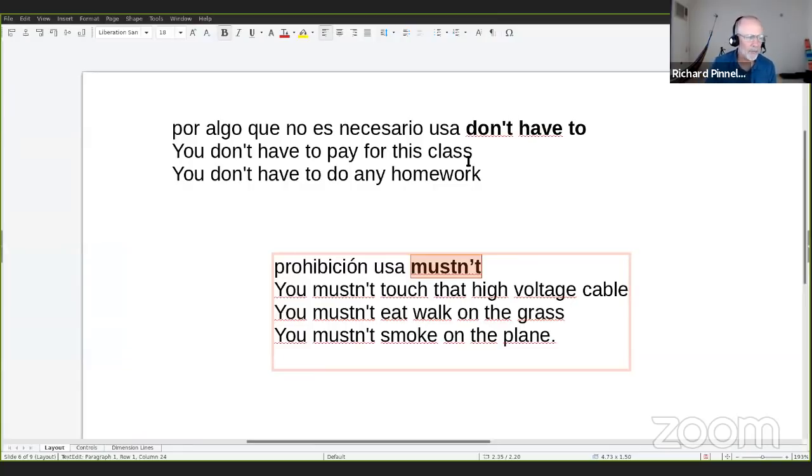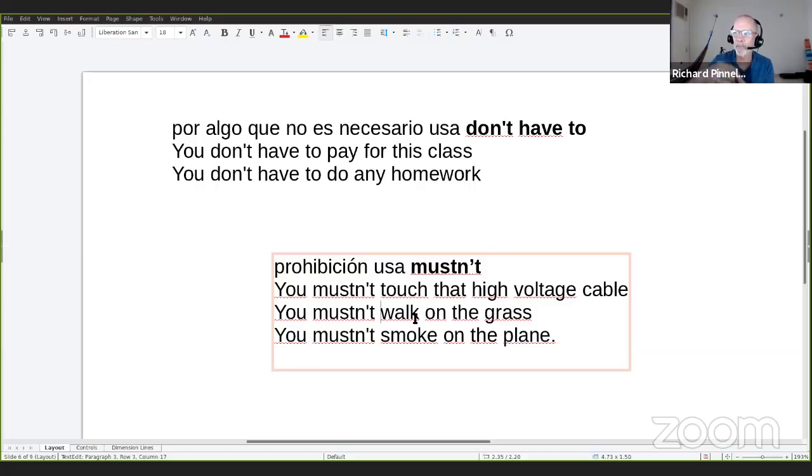You don't have to pay for this class, it's free. And mustn't is prohibido. Por ejemplo, you mustn't touch that high voltage cable. Okay, no debes tocar ese cable de alto voltaje. You mustn't walk on the grass.